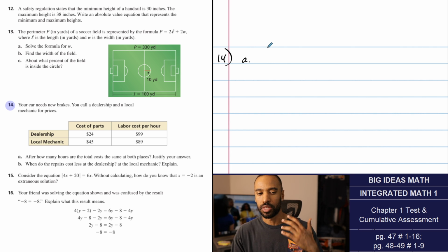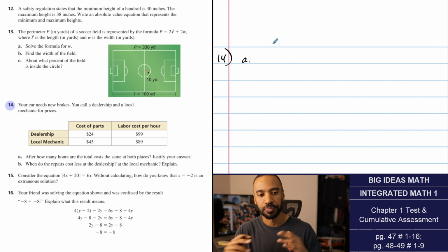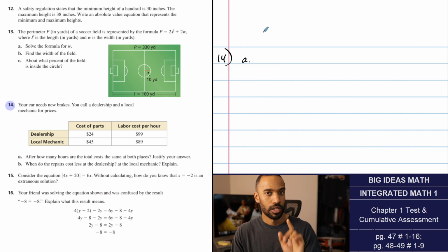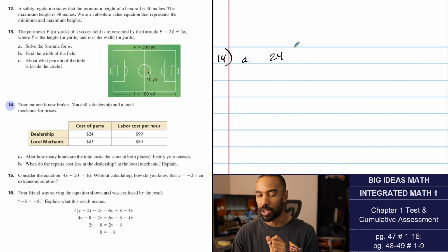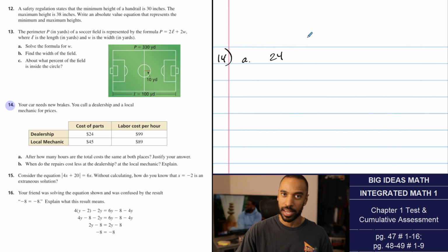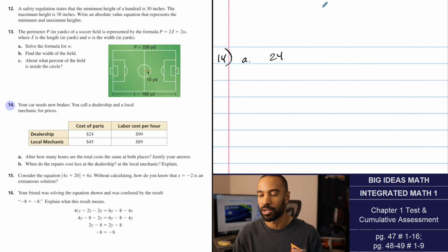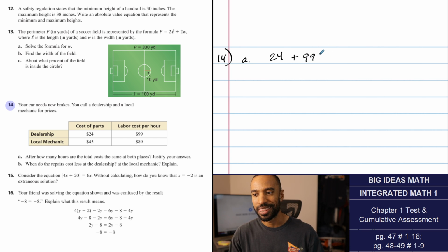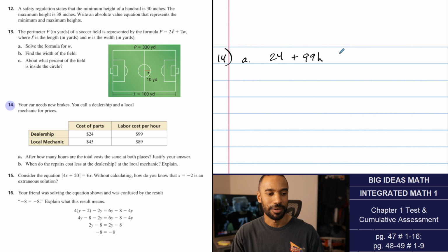So what we have to do is come up with equations for these things. Cost of parts is a single cost, a one-time payment. At the dealership, you're going to pay $24 for the parts. $99 isn't for the labor, it's labor cost per hour. Every hour is another $99. I guess we can assume half an hour is half of $99, about $50. So we add 24 plus 99 multiplied by the number of hours, I'm going to call it H, the number of hours that they're laboring.